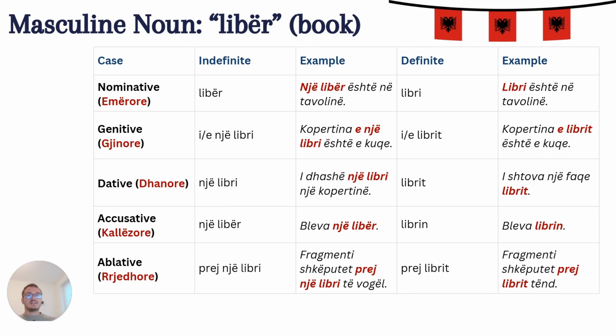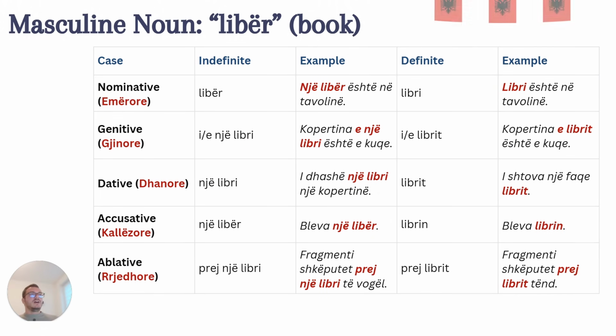Again, as you can see, it's exactly the same as the dative. We're only adding prej. I used prej because this is how we learned it at school in Albania to notice the ablative case. You add prej to the dative. So for example, we have fragmenti shkëputet prej një libri të vogël. The fragment is taken from a small book. Or prej librit in the definite, fragmenti shkëputet prej librit tënd. The fragment is taken from your book. It's definite, it's your book.